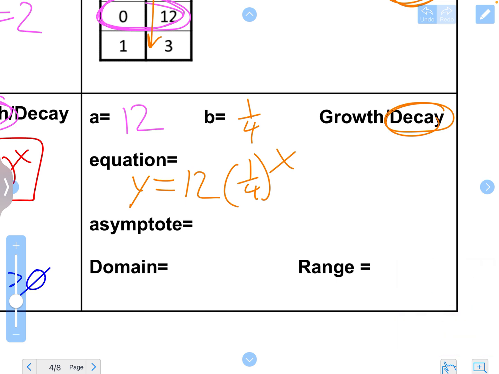And again, asymptote is y equals 0. Domain is all real numbers. Range is y is greater than 0.